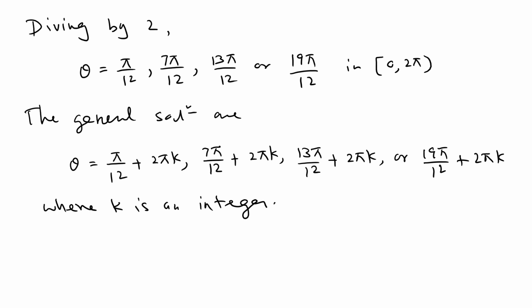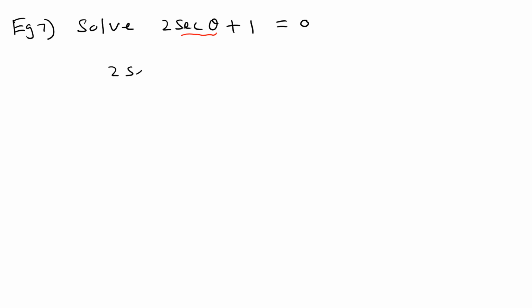So let's do one last problem, just to cover all the different types of problems. As the last problem, we have 2 secant theta plus 1 equals 0. So this is a secant problem. It would be better to convert to sine, cosine, or tangent. So we can start with 2 secant theta plus 1 equals 0. That means secant theta equals -1 divided by 2.